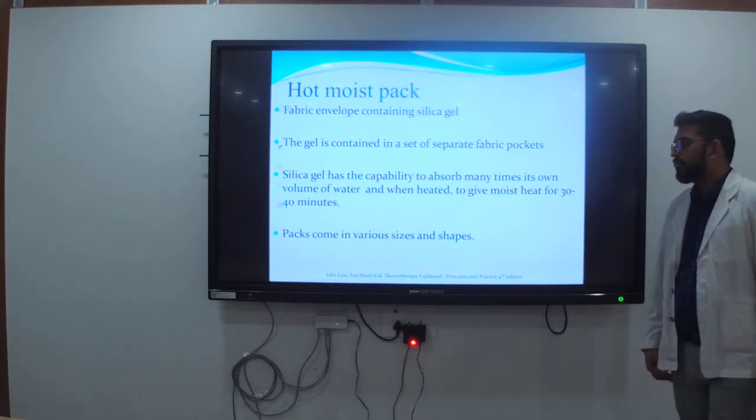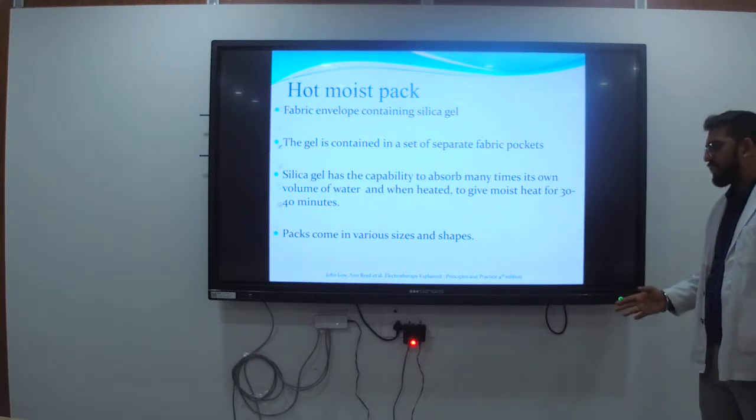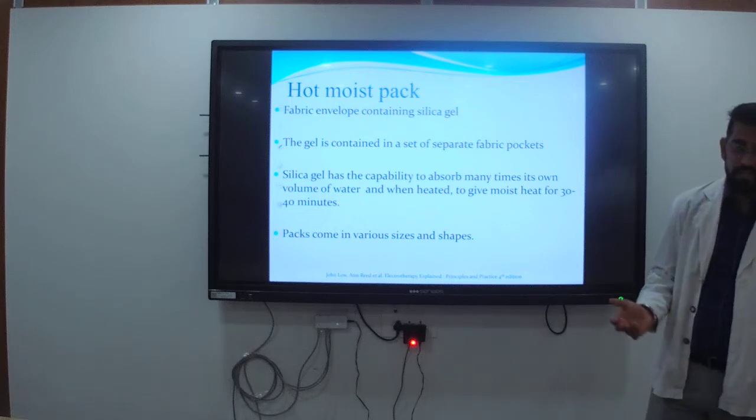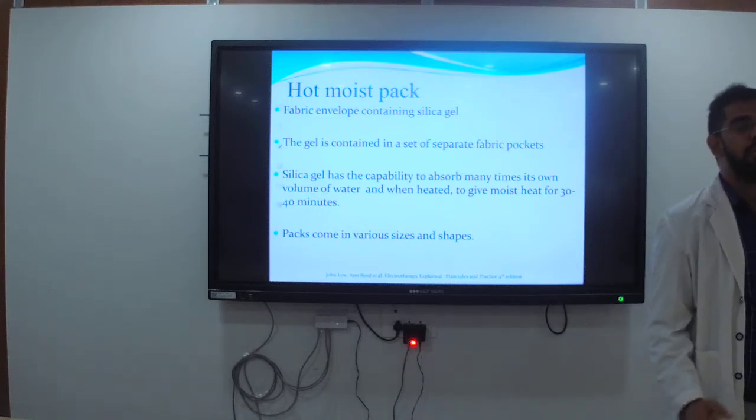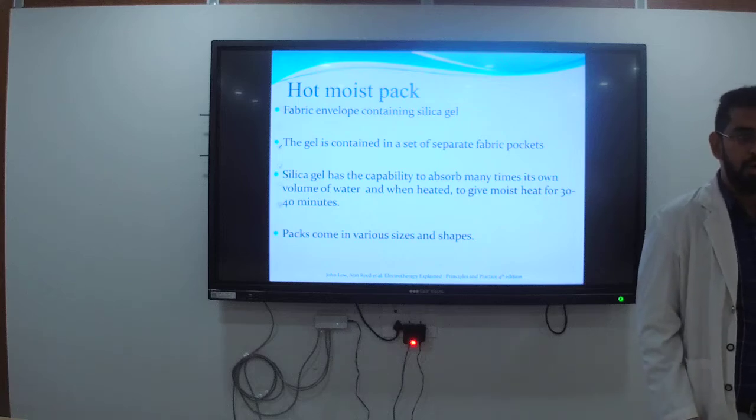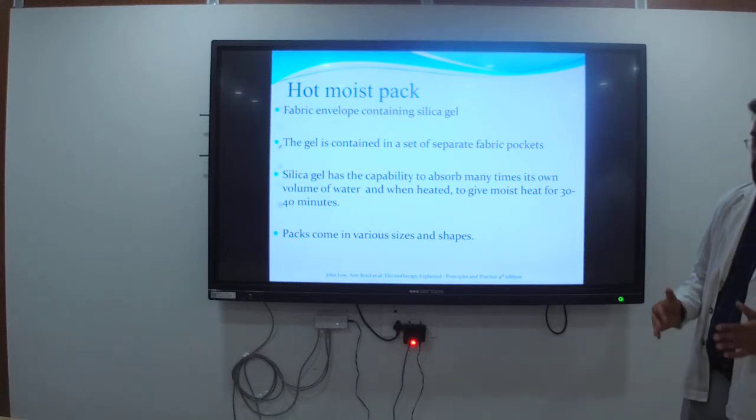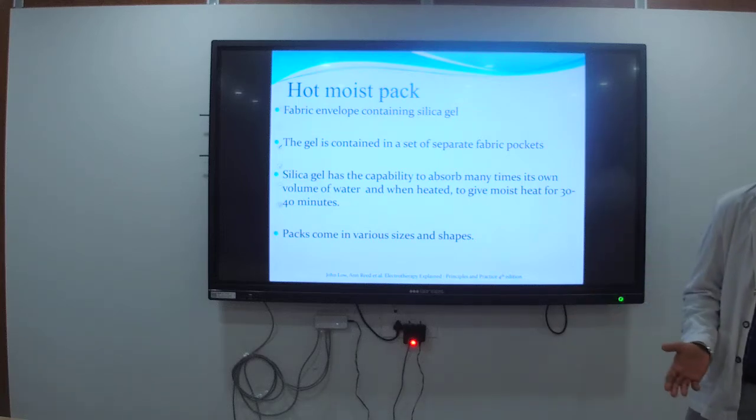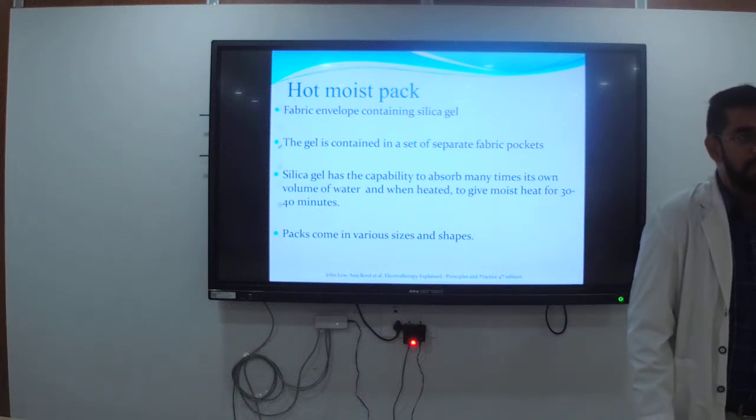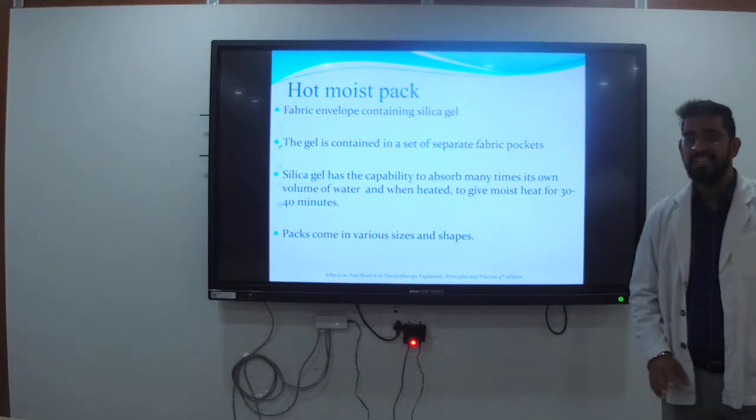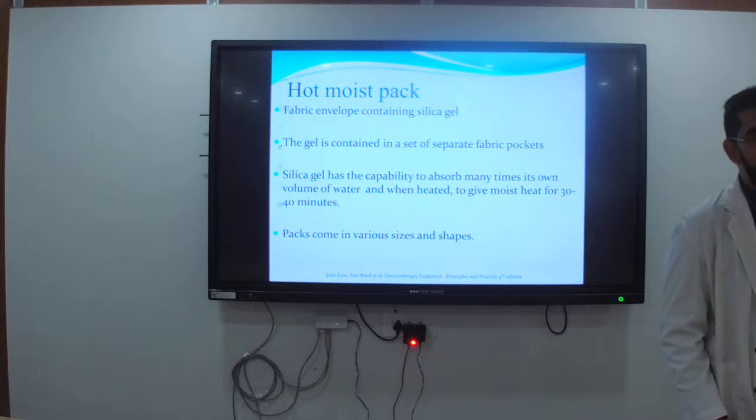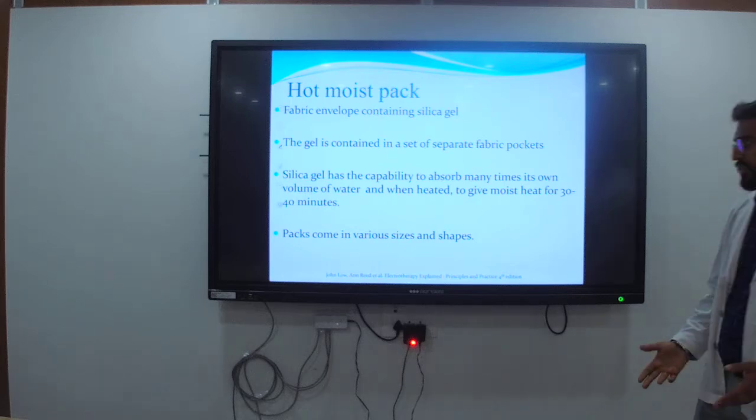Now, packs come in various sizes and shapes. As for the anatomy of the body, all parts are not of the same size. Certain structures have different measurements, and certain structures are very small. So these packs come in various sizes and shapes for easy application over different body parts.